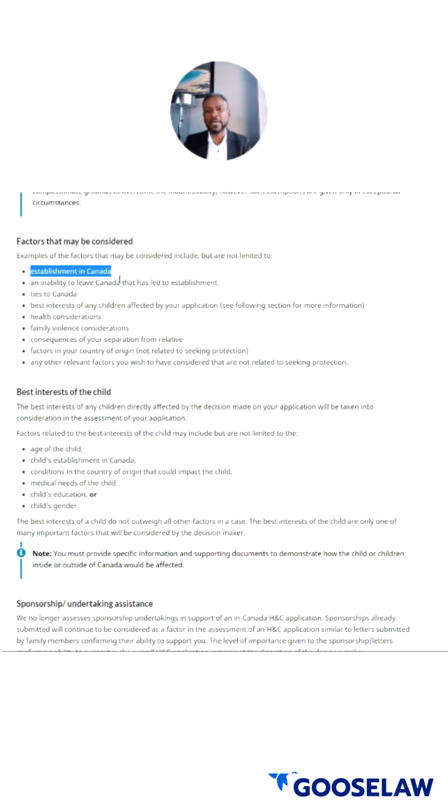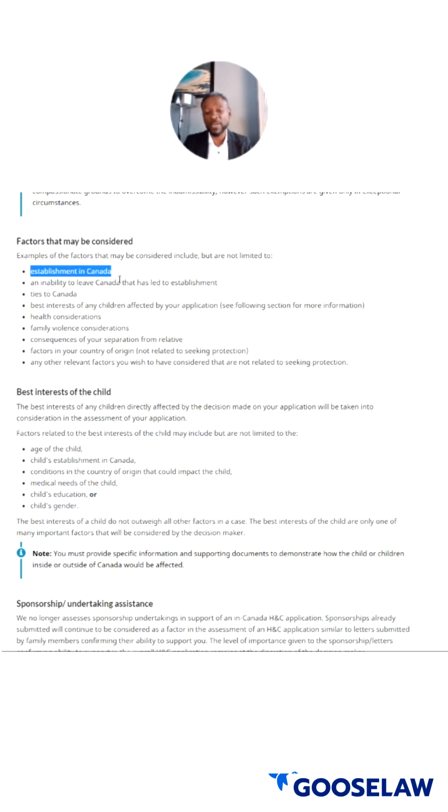All of these factors will help to show just how well established this person is in Canada, and that's going to be a crucial factor when determining the strength of an H&C application.